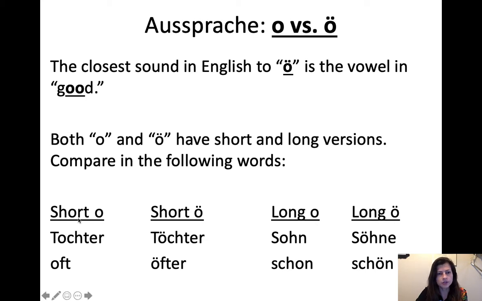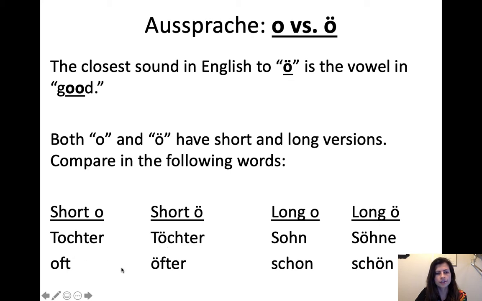So let's look at short O, which is actually Tochter. So Tochter means daughter, Tochter. So Tochter. And then this one is oft, oft. So oft and Tochter, short. But now we have the Ö, so to make plural, this is daughter, singular, Tochter, but then the plural is Töchter. So you actually add an umlaut to make a plural in this case, and it changes the sound entirely. So the difference between Tochter and Töchter.